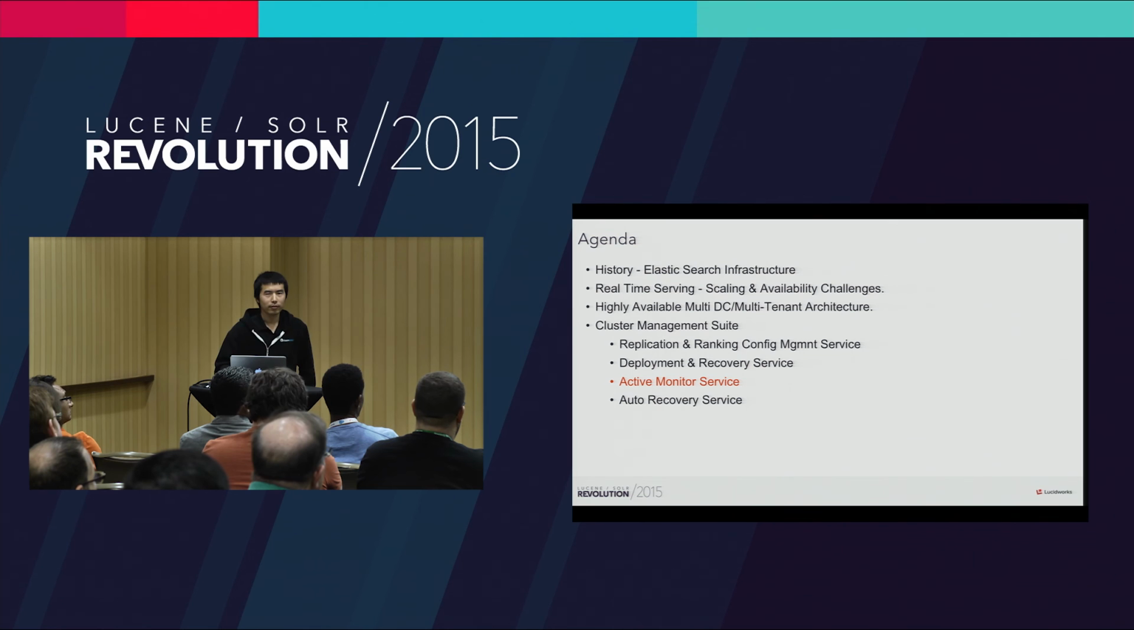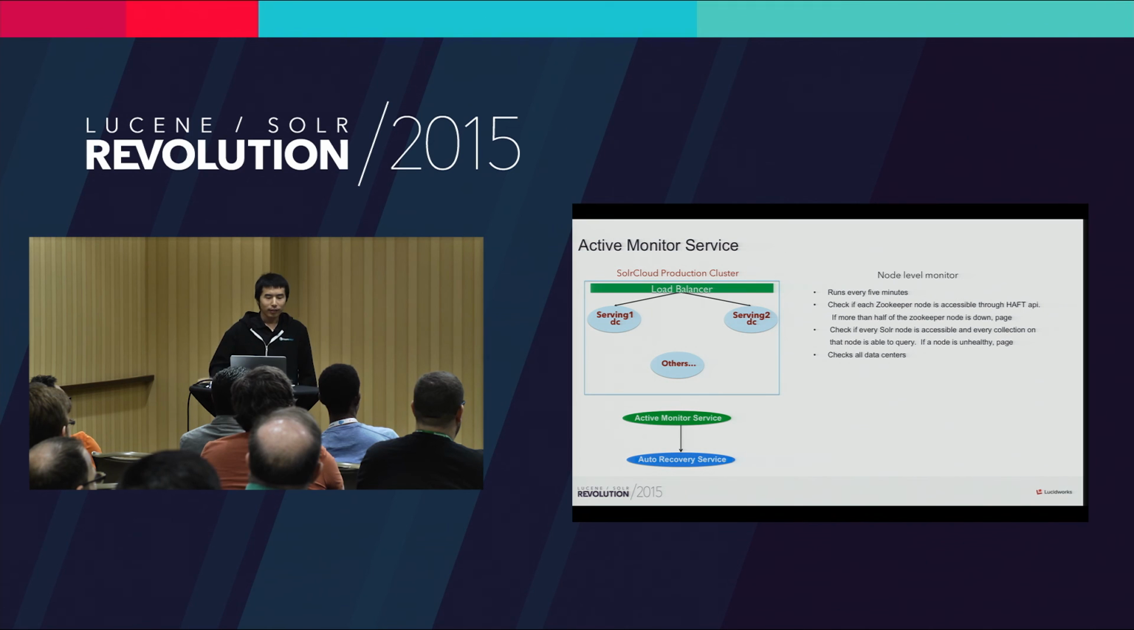As I mentioned, like the Snap app, they require high availability, so we built an active monitor service around it, so we can know the failure before it happens. So the active monitor has 2 levels of service. One is a node level. Basically, the active monitor will go to every node, just ping the node to see if the node is accessible and all the collections are queryable or not. That's just a basic check.